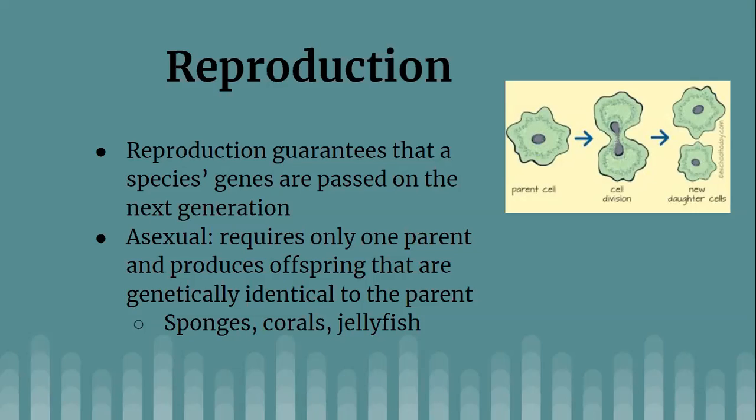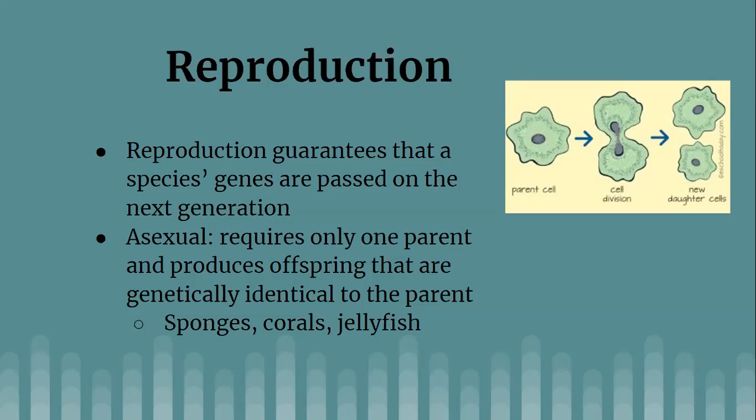A reproductive process that involves only one parent and produces offspring that are genetically identical to the parent is called asexual reproduction. It is the simplest form of reproduction. Animals such as sponges, corals, and certain jellyfish reproduce asexually. One form of asexual reproduction is fragmentation. During fragmentation, a new organism forms from a piece of the original. For example, a whole new sea star can develop from a single arm that breaks off.